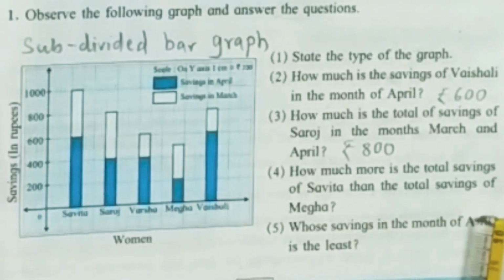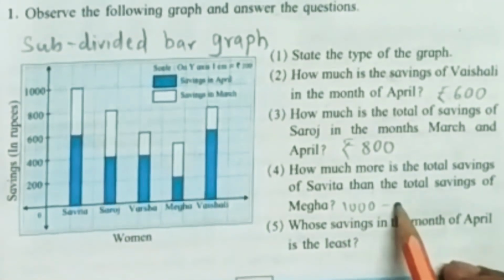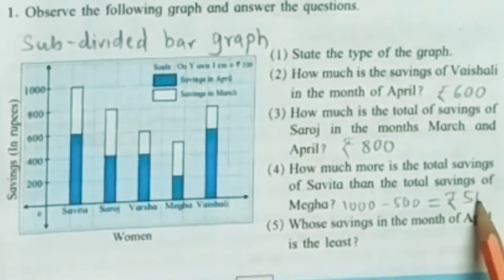Now, how much more is the total saving of Savita than the total saving of Megha? The total saving of Savita is 1000 rupees in the months of both March and April, and the total saving of Megha is rupees 500 in the months of April and March. So, how much more is it? 1000 minus 500, saving of Savita minus saving of Megha, which is equal to rupees 500. That is the more saving of Savita than that of Megha.